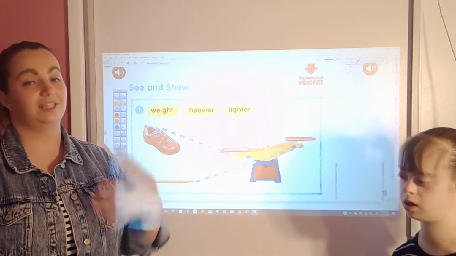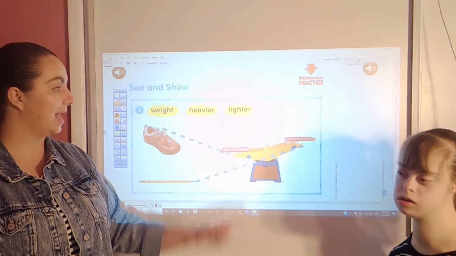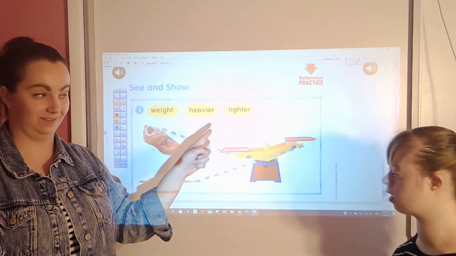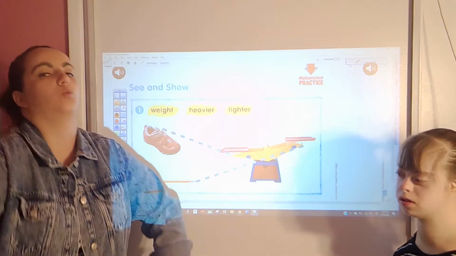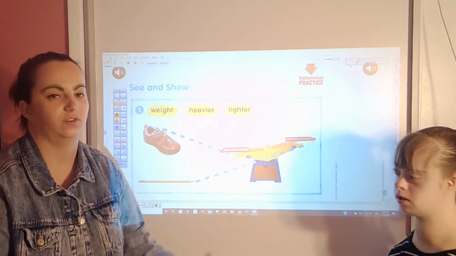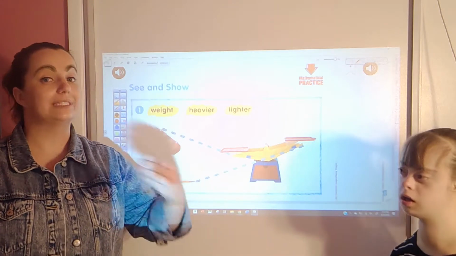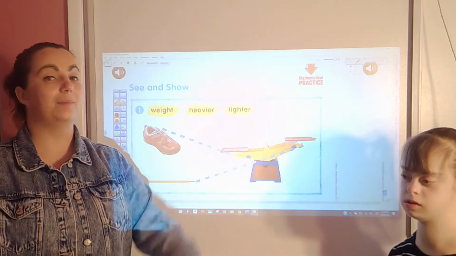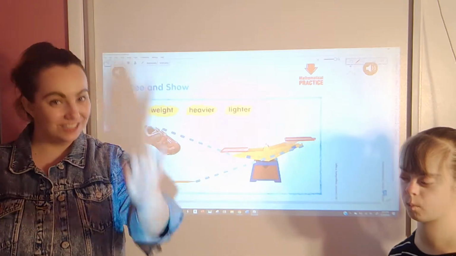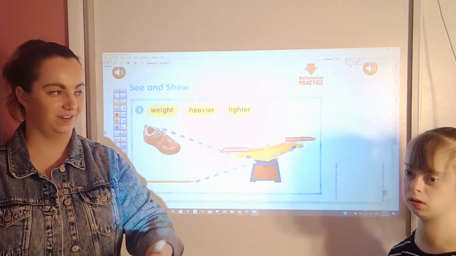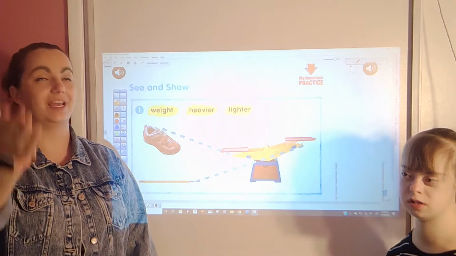To describe weight, we're going to be using some words like heavier. Heavier, meaning there's more weight to it. It's heavier, really heavy. Let's get comfortable saying that word. I'm going to say heavier, then I'm going to point to you to say heavier. Ready? Heavier. Good.